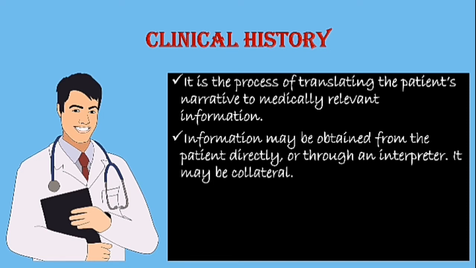The information about the patient may be obtained directly from the patient, or if there is a language barrier between the patient and the medical practitioner, the information can be obtained through an interpreter. If the patient is unable to give the information by themselves, then some of the information or all of it can be obtained from collateral history. Collateral history is the history obtained from other people, for example, the patient's relative or bystanders that were there as the event happened, or any other individuals that might have information about the patient. This is especially true for children, people with psychiatric disorders, or patients who are unconscious.